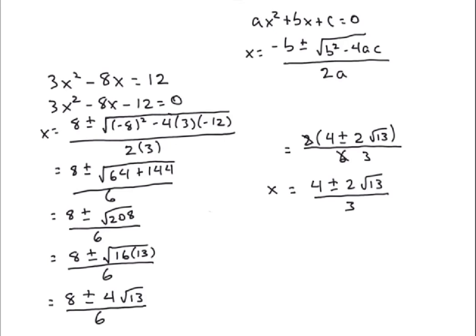We can leave it like that with a plus or minus, or we could write it as 4 plus 2 square root of 13 over 3, 4 minus 2 square root of 13 over 3. Either solution is acceptable there.